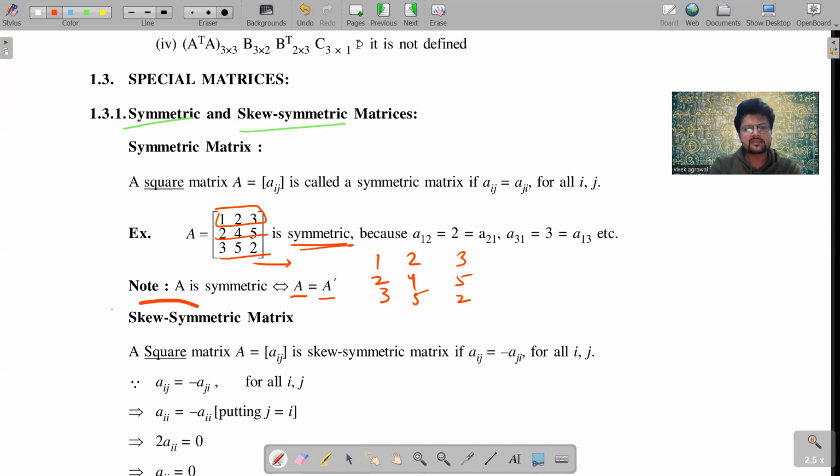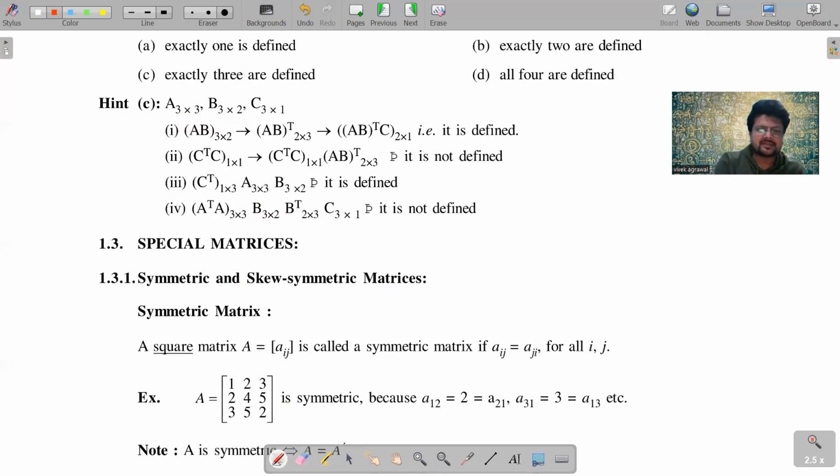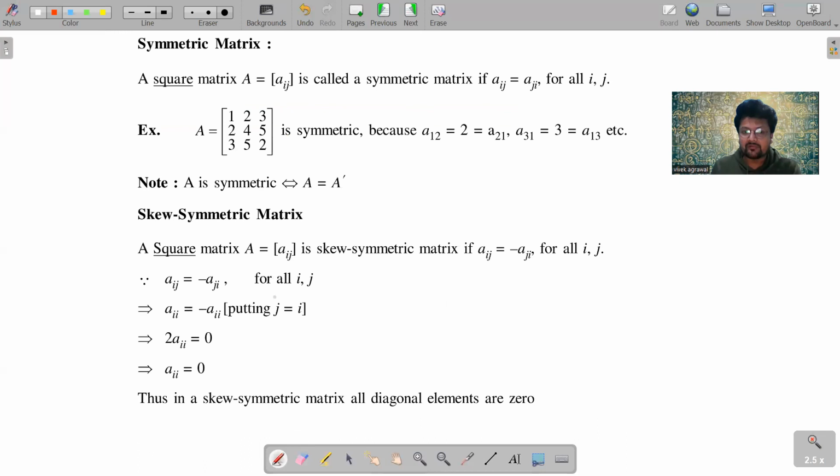Yes, then there is another thing, that is skew symmetric matrices. A skew symmetric matrix is nothing but one in which when we do the transpose, it gives you nothing but the negative of the original matrix. Means what? Suppose you have 1, 2, 3, and you have 2, 4, 5, and you have 3, 5, 2. And let's say this is -2, -3, and -5.